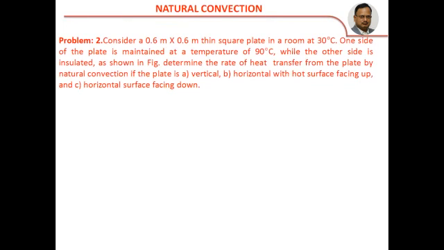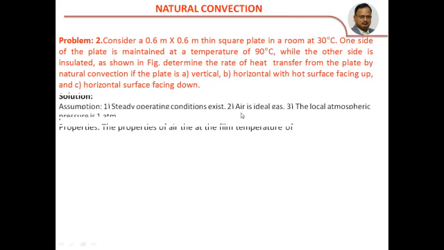Let us move to the second problem. Take a square plate 0.6 by 0.6 meters, a thin plate, so side areas are negligible, only the two face areas, 0.6 meters square on both sides, at 30 degrees centigrade. The plate is maintained at 90 degrees centigrade and the other surface of the plate is insulated. Now determine the rate of heat transfer by natural convection if the plate is vertical, horizontal with the hot surface facing up, and horizontal with the hot surface facing down. A very important application oriented problem.